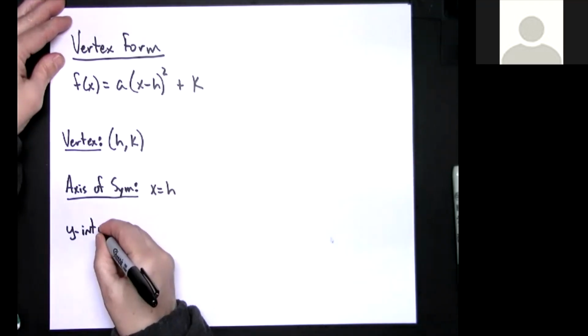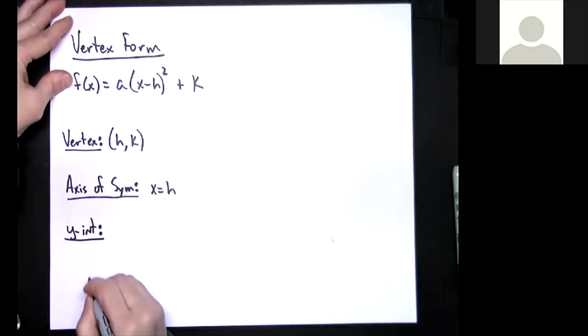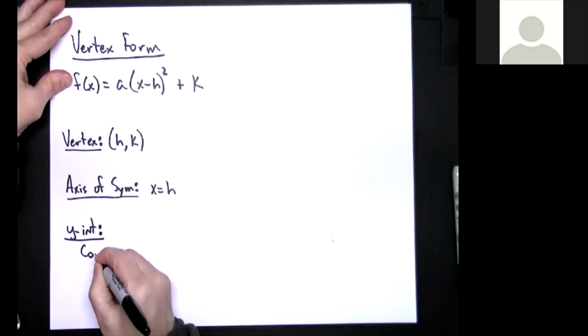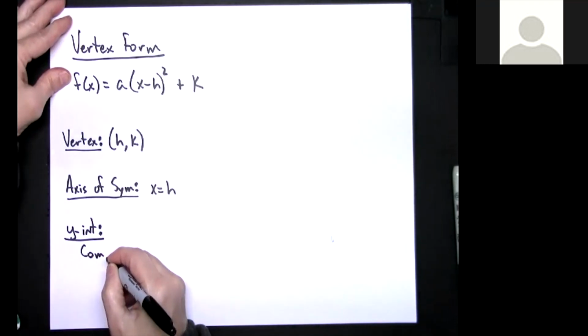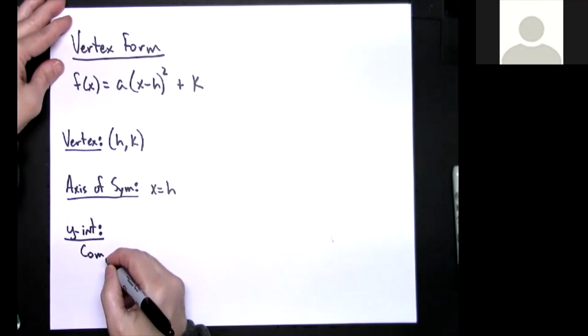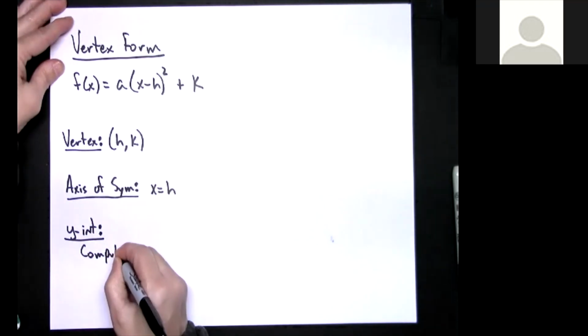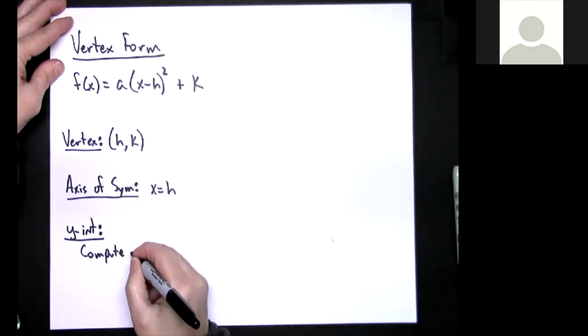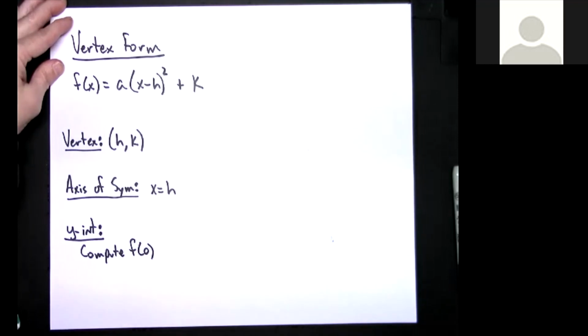My y-intercept is going to have to be computed, unfortunately. So here, let's put compute. Why did I say x? I wrote y. Y-intercept. I want the y-intercept. I'm actually going to have to compute it. And what am I going to do? I plug 0 in for x. So in other words, I'm going to plug 0 into the function. So I'm going to compute f of 0.